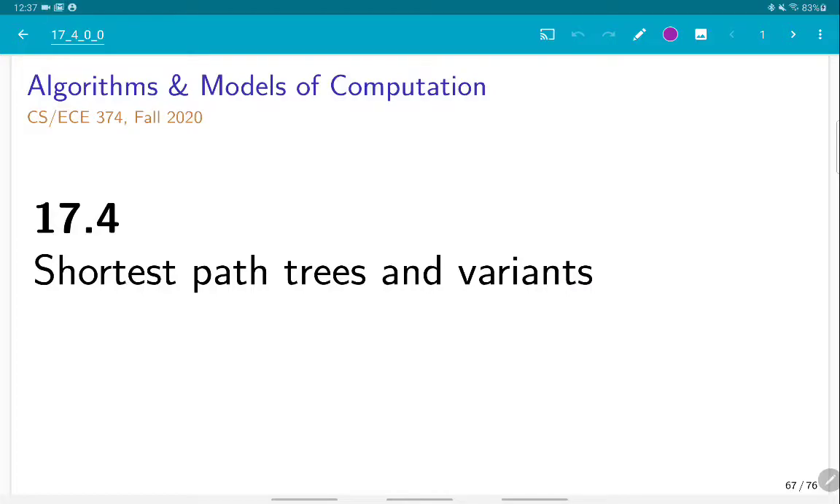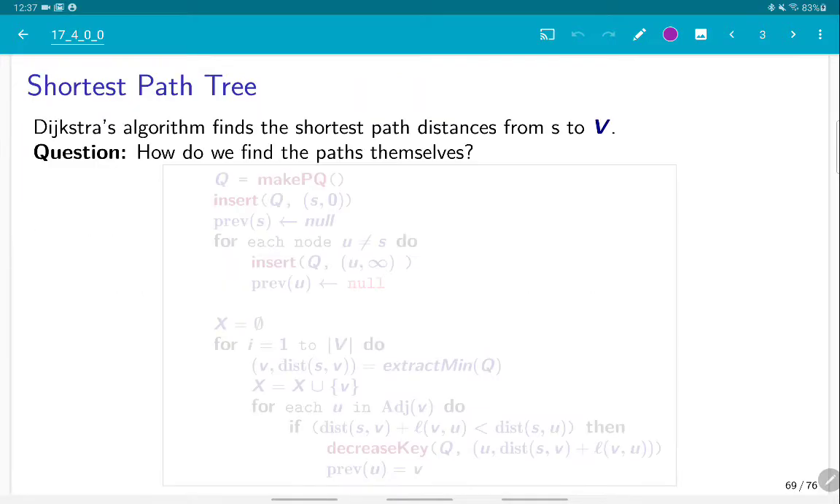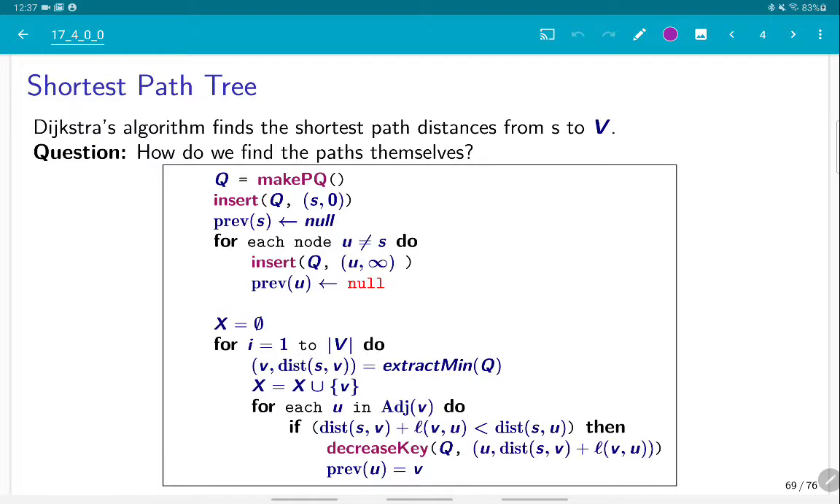Okay, so one byproduct of running Dijkstra is that you can compute the shortest path tree, right? You can compute the shortest path from S to all the vertices in the graph, and it forms a tree. And of course, how do we do it? Well, we need to do some labeling and remembering when we do the computation.